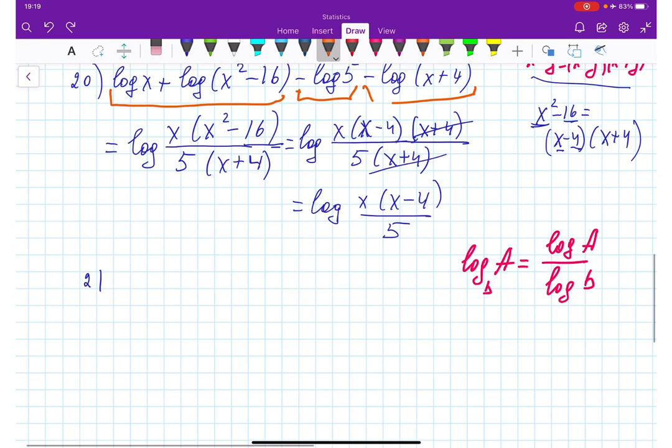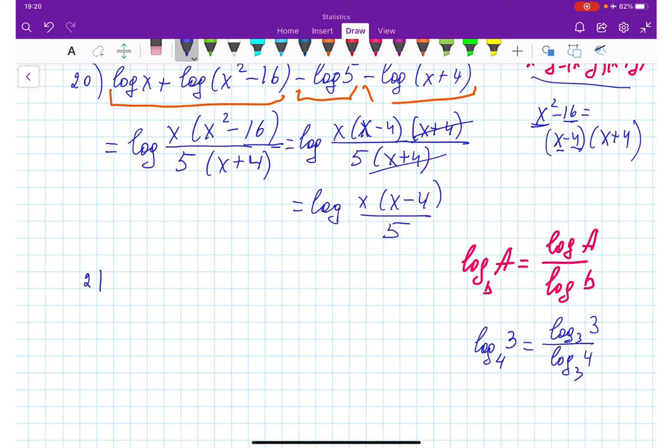Okay, so let me bring some basic example. Let me do this way. Make it more interesting. Log 3 by base 4. Okay. And I want to turn into base 3. So it's going to be log 3 by base 3, and here is log 4, again by base 3.